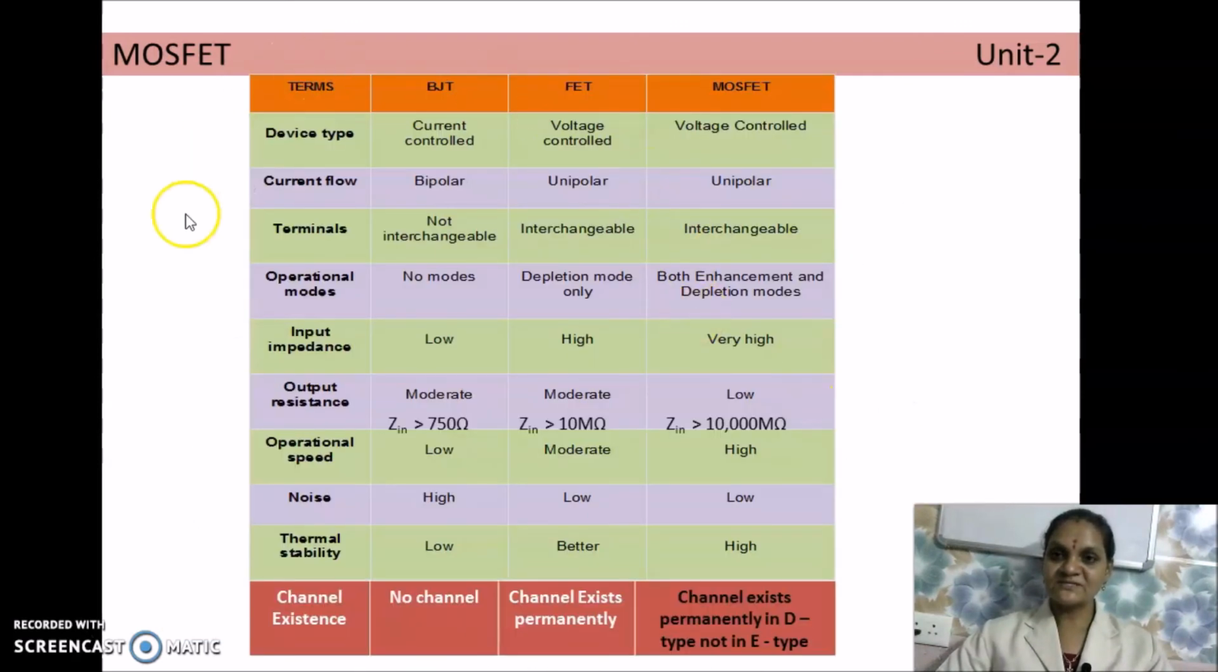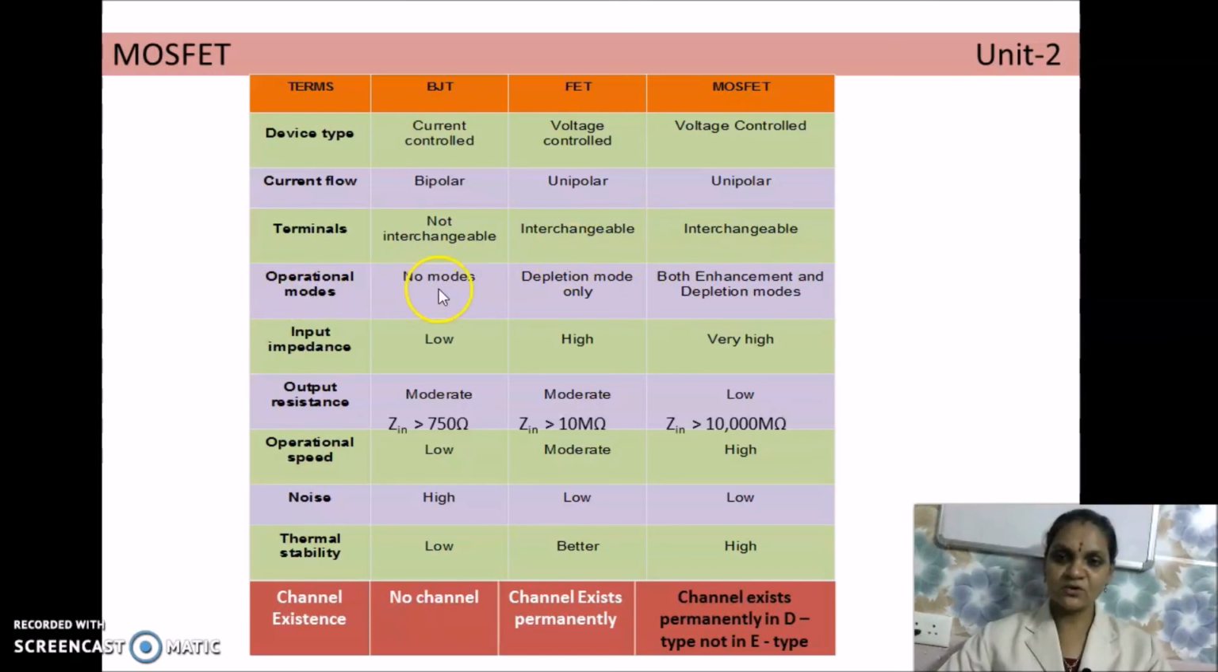So, and the next one is the comparison between the different types of transistors, BJT, FET, and FET means JFET, and then MOSFET. So device type: BJT is a current control device, FETs are both voltage control devices. This is a bipolar device, these two are unipolar devices. Terminals, it cannot be interchanged. Here these terminals can be interchanged because a drain and source terminal can be taken from the same type of semiconductor materials, so it can be interchangeable.